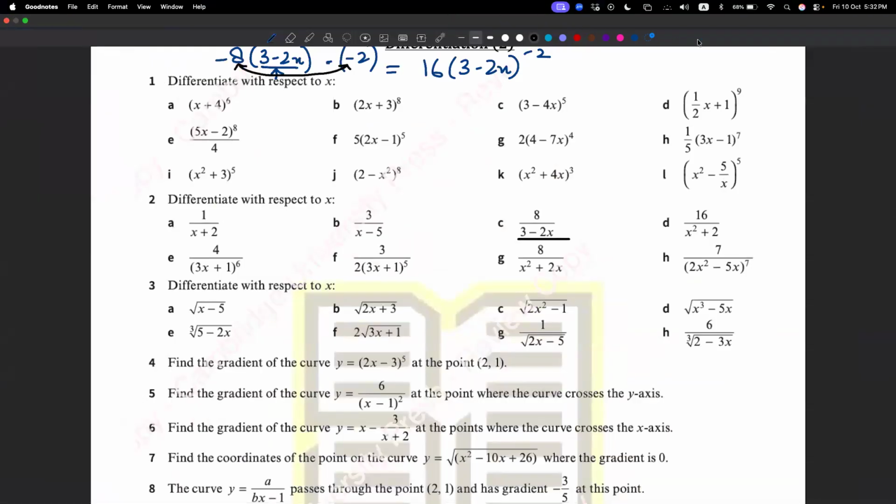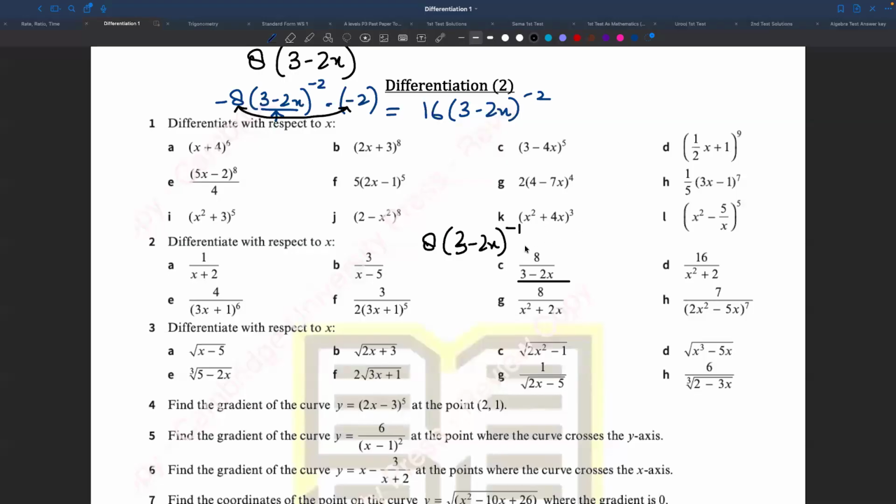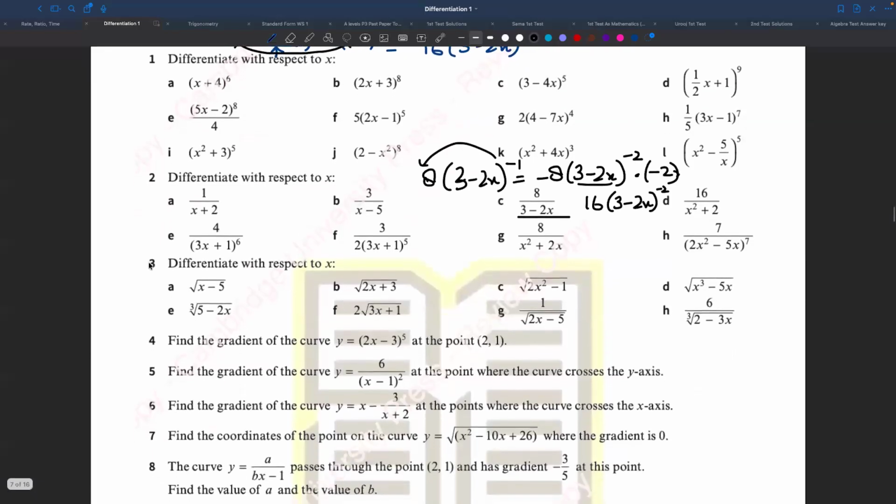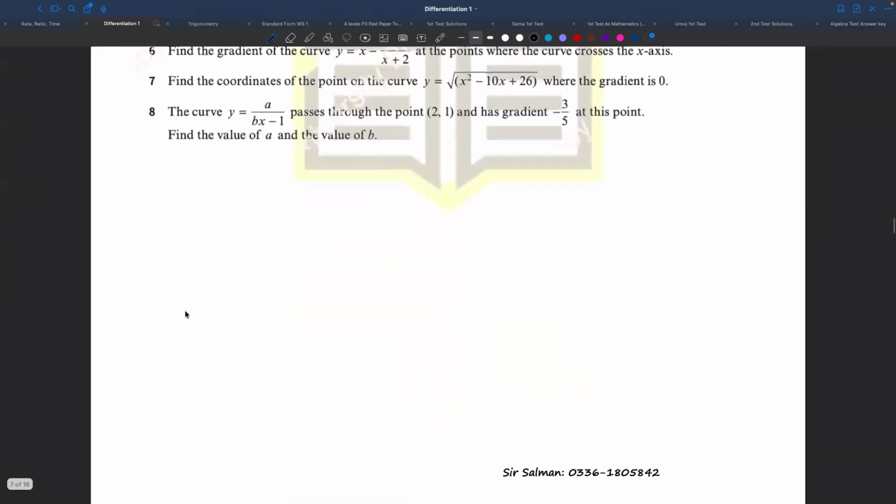Start, everyone. And this will become minus 1, and then you do the same thing. This will become minus 8, (3 minus 2x) to the power of minus 2, and you multiply it with this derivative, which is minus 2. So this will become 16 into (3 minus 2x) to the power of minus 2. Okay? A bit long, but still do them. It will be good for the practice. Okay?